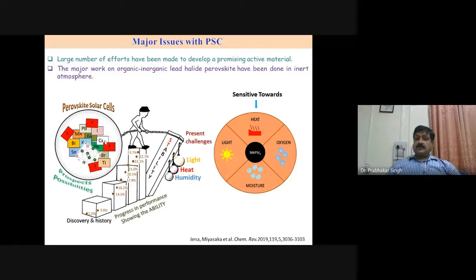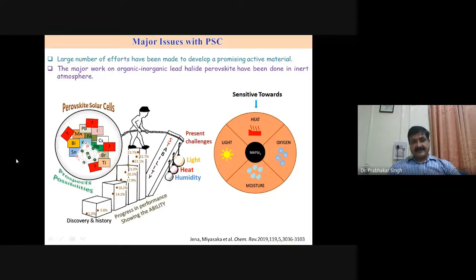Okay, what is the problem? If the perovskite solar cells are working very well and things are moving in a good direction, then why do we need to look further? Of course, there are many ifs and buts. People are trying to improve the qualities and decrease the disqualities.